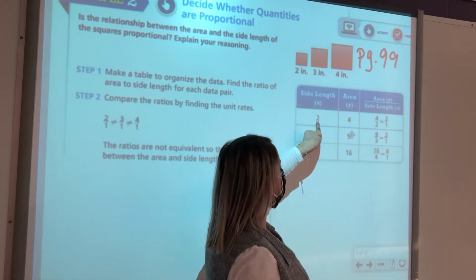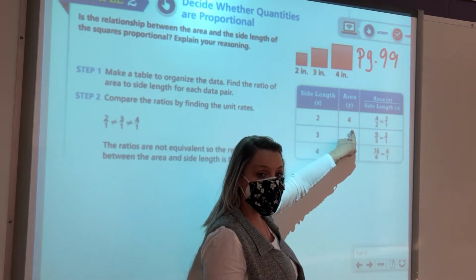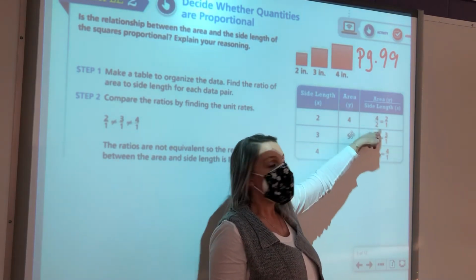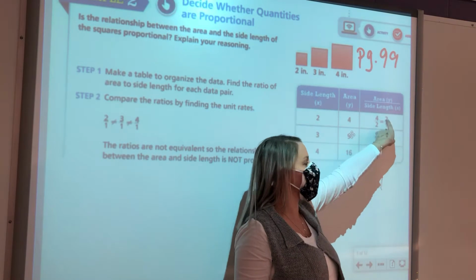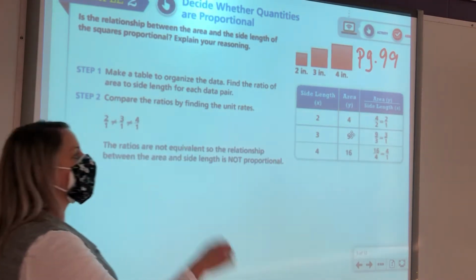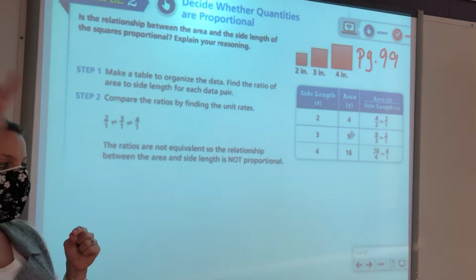So our side length is 2. 2 times 2 is 4. So then our ratio is 4 over 2. So when we divide 4 over 2, we get 2 over 1 as our ratio. So that means for every 1 inch of side length, there's 2 inches of area.